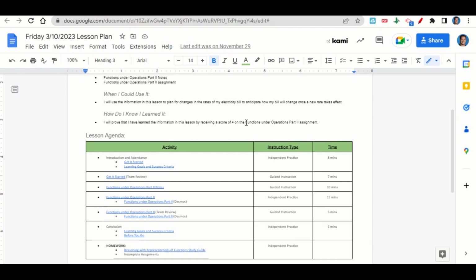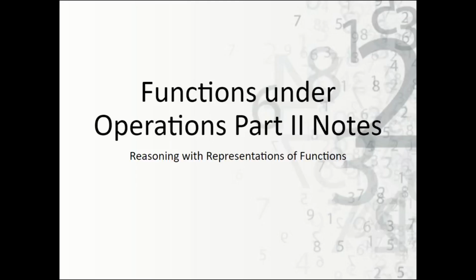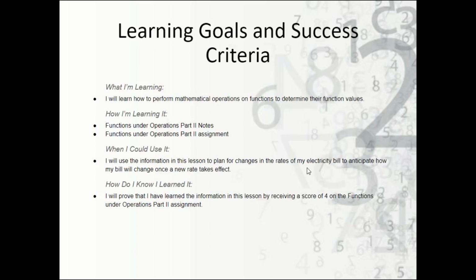At the end of class, we'll go back over our learning goals and success criteria while you fill out your Before You Go. Your only homework for tonight is to continue working on the reasoning with representations of function study guide and any incomplete assignments that you may have. Let's take a look now at the Functions Under Operations Part 2 notes. The notes begin with the learning goals and success criteria.